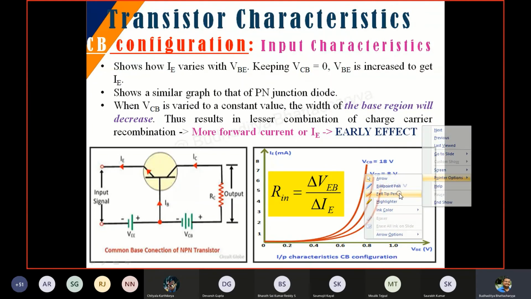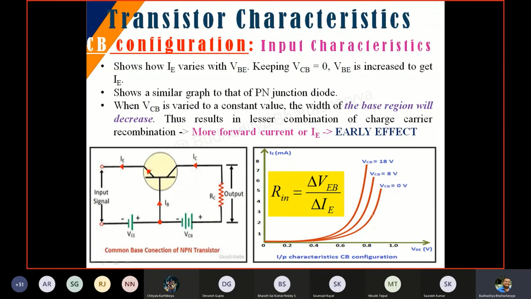So this is VEB. Suppose I take this point around here and I take another point somewhere here. The difference over here will be the delta VEB, and for this particular value, if I go like this, as I have already shown you in lab also, this will be my delta IE. You take the ratio of delta VEB to delta IE, you will get the value of Rin for this particular voltage value of VCB. Similarly, for different voltages, you will get different values.